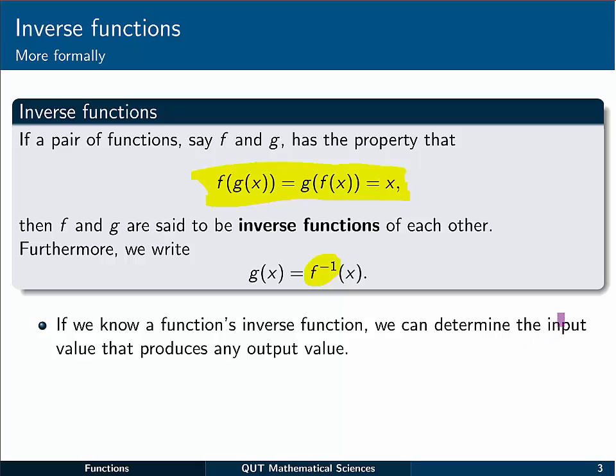Another reason we might say that this property is useful is because if we know a function's inverse function, we can determine the input that produced any output value that we're interested in. So for example, we could figure out the time at which a particular function value, or number of bacteria for example, or a particular wave height was given to us.